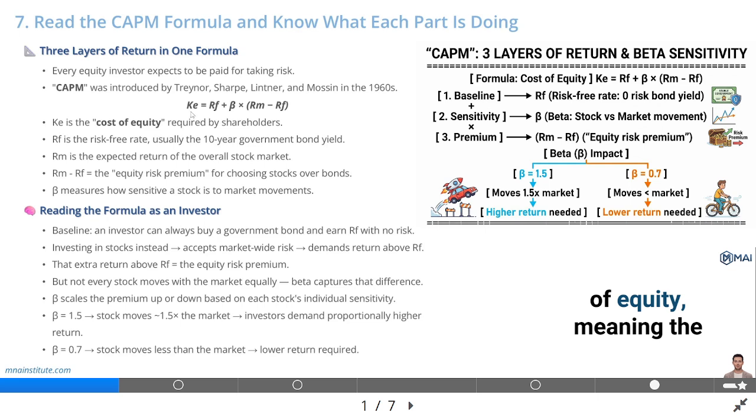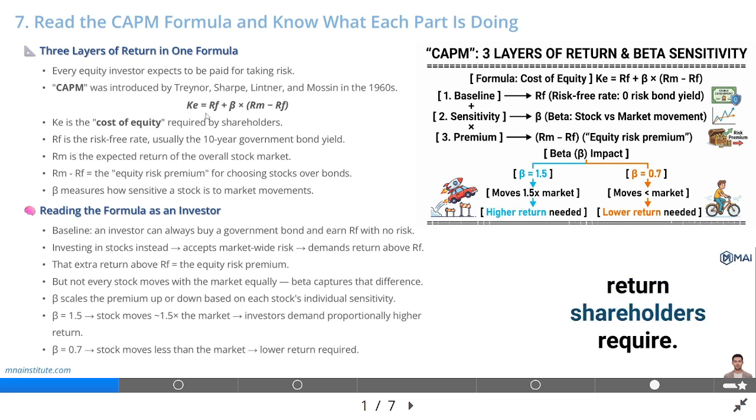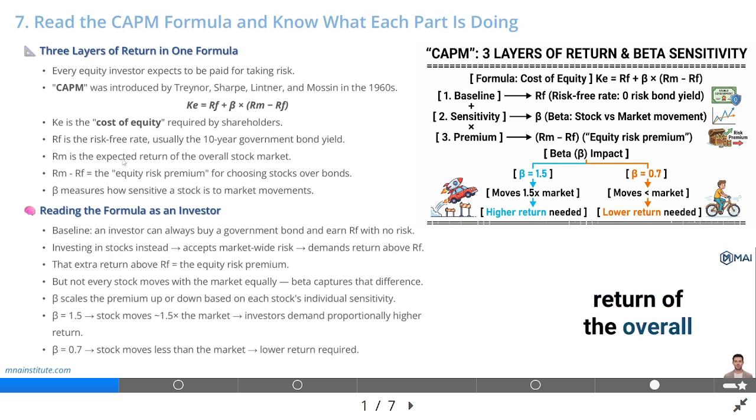K is the cost of equity, meaning the return shareholders require. RF is the risk-free rate, the return an investor can earn with no risk at all, typically the 10-year government bond yield of the country where the stock trades. RM is the expected return of the overall stock market in that country.